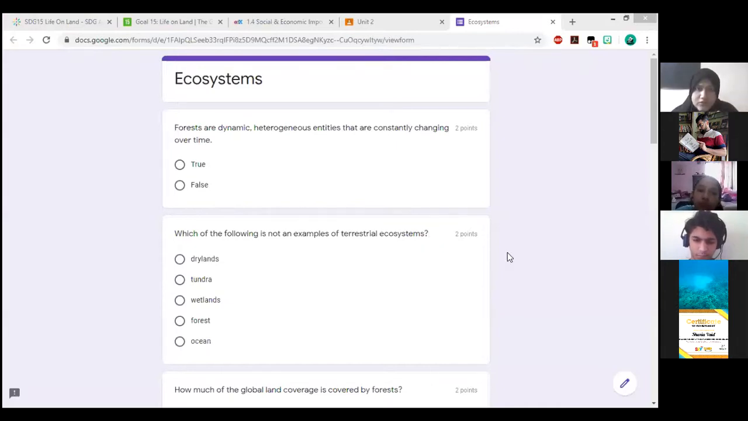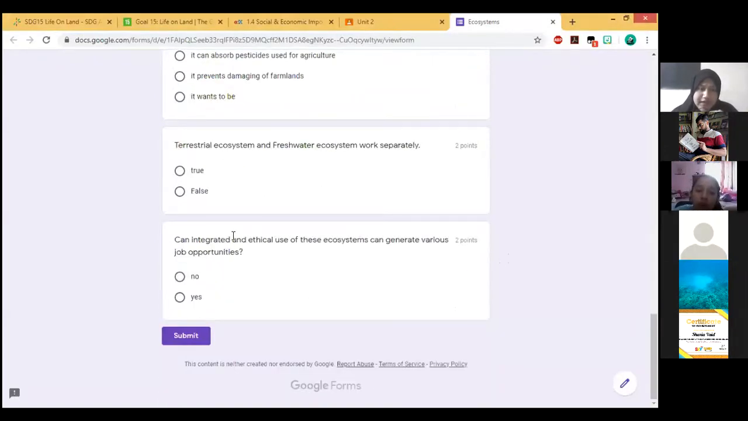All right, Farhana has a doubt in the last question. Can integrated and ethical use of these ecosystems generate various job opportunities? Okay, if there is anybody who has the same doubt, you may listen. If we use both of these ecosystems in an ethical way, do you think this will give more opportunities for jobs? For example, I said the riparian forest is closely related to agriculture, whereas the igapo forest is closely related with fishes. So what are the various occupations that can emerge through these ecosystems? You have to answer whether yes or no. Do they generate job opportunities?